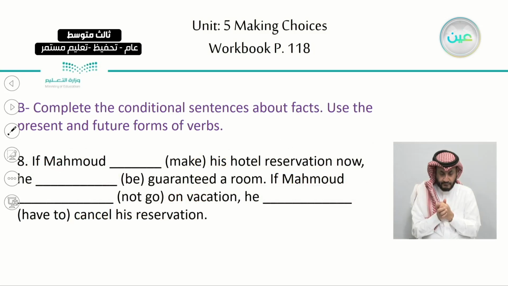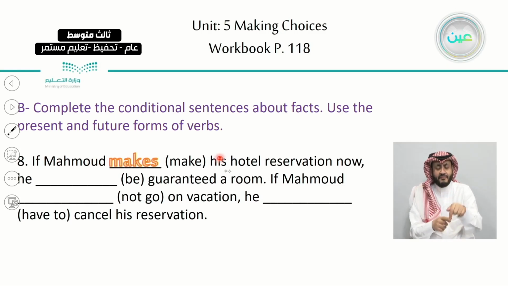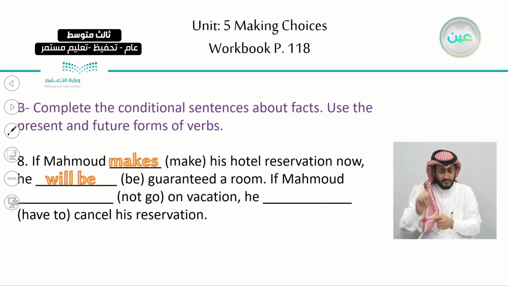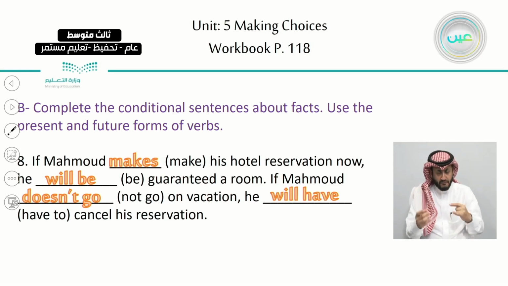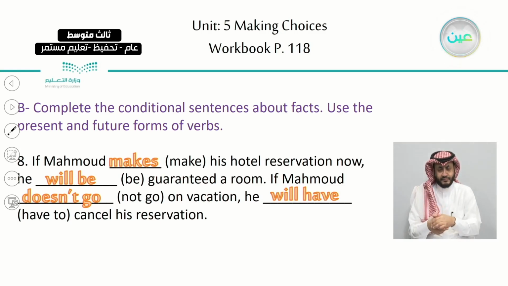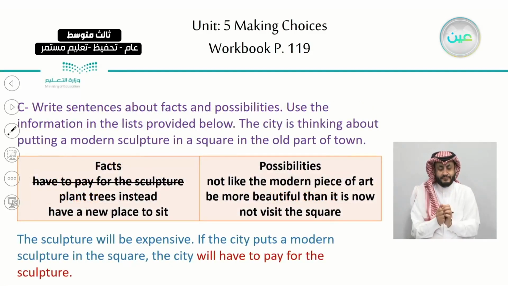Okay, let's see number 8. If Mahmoud, here with the if part, we use the present, makes his hotel reservation now, he will be guaranteed a room. If Mahmoud doesn't go on vacation, he will have cancelled his reservation. Okay, this is it for exercise B. Now moving on to exercise C.